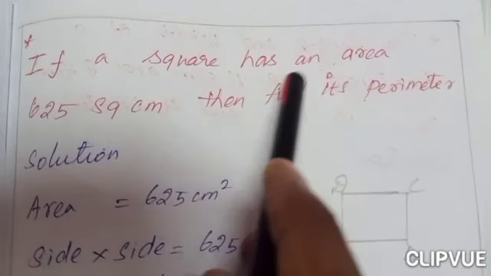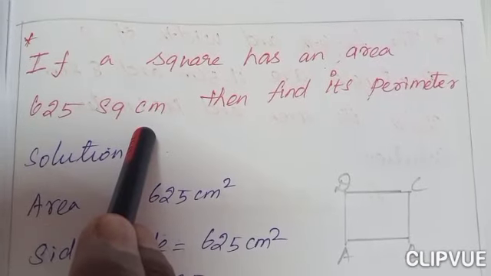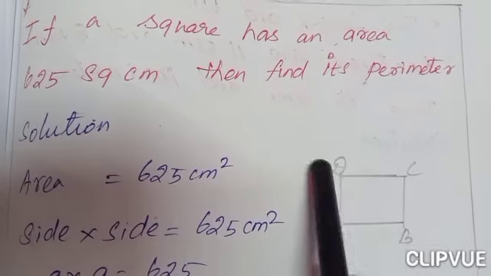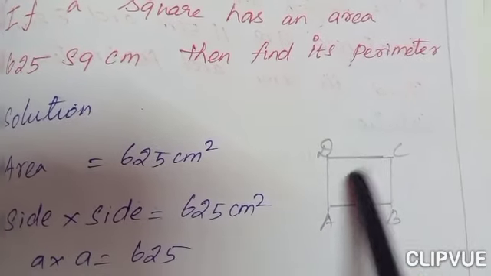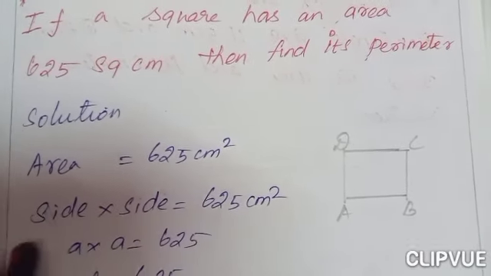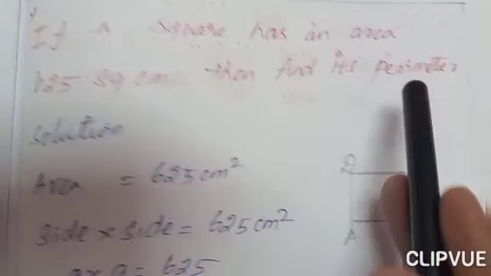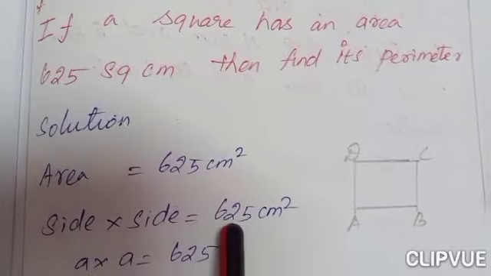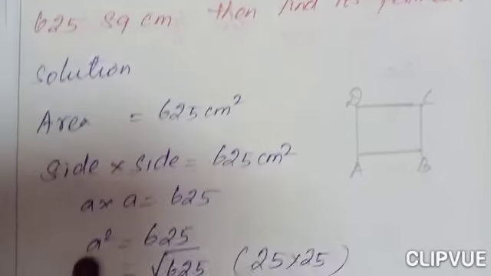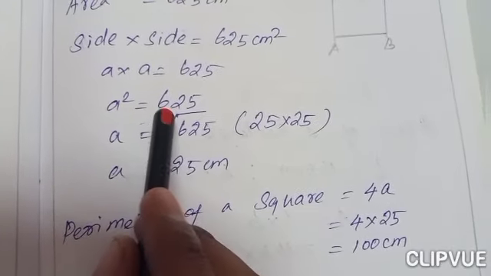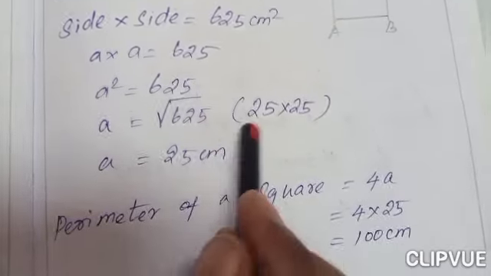Look at the question here. If a square has an area of 625 square centimeter, then find its perimeter. ABCD is a square. They have given the space occupied, that is the area, 625 square centimeter, and they are asking us to find the perimeter. We know very well the area of a square formula, side into side, equals 625. So A square equals 625, so A equals the square root of 625.